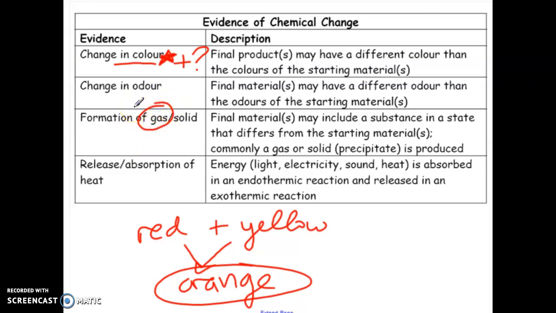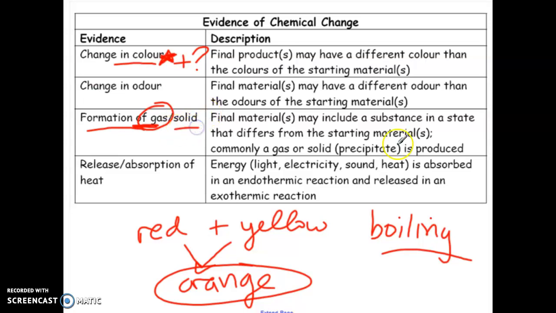So formation of a gas, meaning you see gas bubbles. You also have to be careful about this, because if I'm boiling water and making it into water vapor or steam, technically those are gases as well. So what we're talking about here is, let's say you're creating a gas and the temperature has not changed. So you have something at room temperature, you mix two substances and you see gas bubbles. That is evidence of a chemical change.